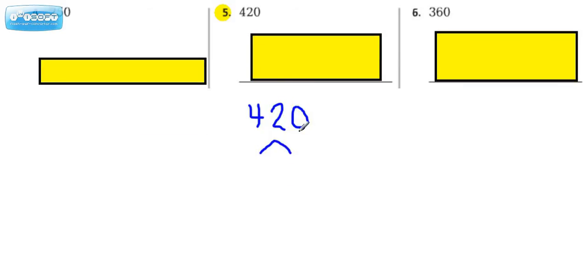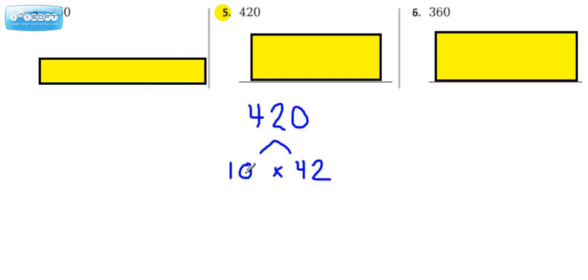Now we know that 10 goes into this because it ends in a 0. That's also true for numbers 4 and 6. So let's put a 10 down. And let's think, 10 times what? Now that should be a no-brainer. What's in front of the 0? A 42, so that's the other factor.